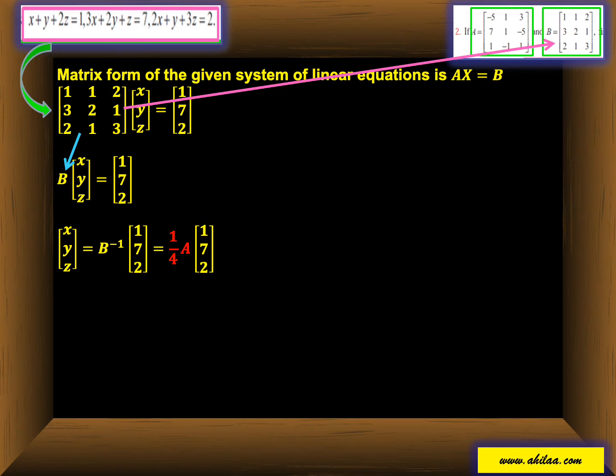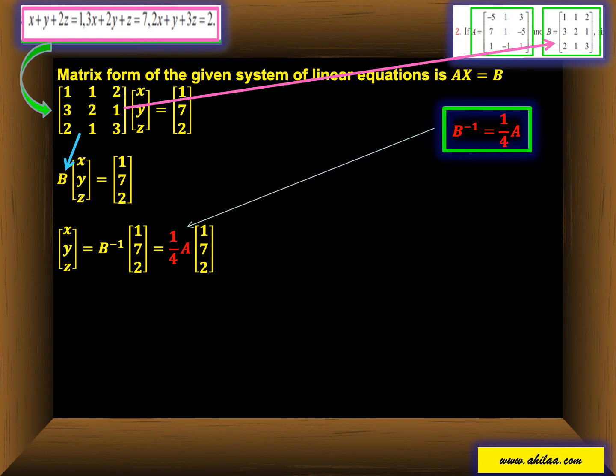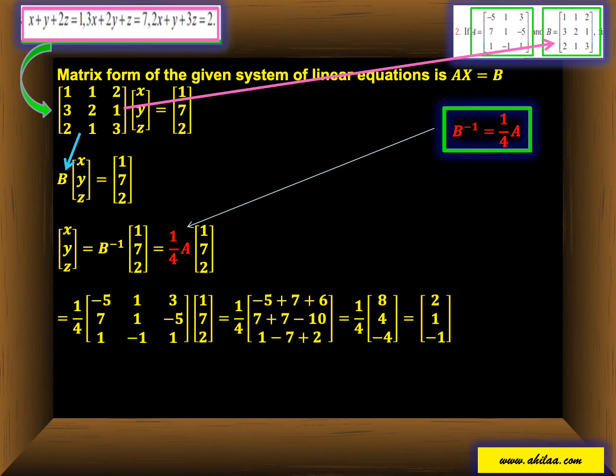So what is the formula for B inverse? We have got B inverse equal to 1 by 4 into A. Now substitute. Instead of B inverse, you put 1 by 4 into A, where A is the given matrix A, into column matrix 1, 7, 2. So substituting, and by normal matrix multiplication, we get the result as column matrix 2, 1, minus 1. Thus, column matrix XYZ equal to column matrix 2, 1, minus 1.